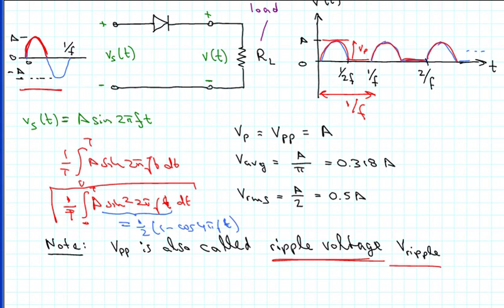Just as a note, here VPP, the peak-to-peak voltage between top and bottom, is also called the ripple voltage in connection with power supplies.